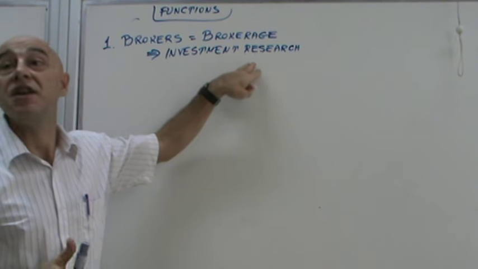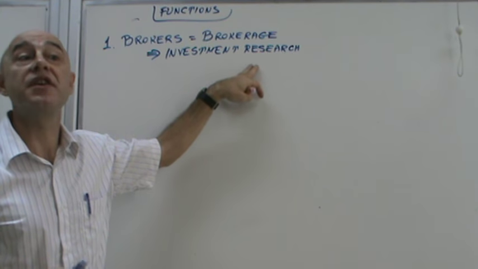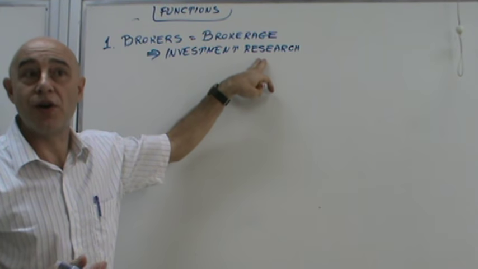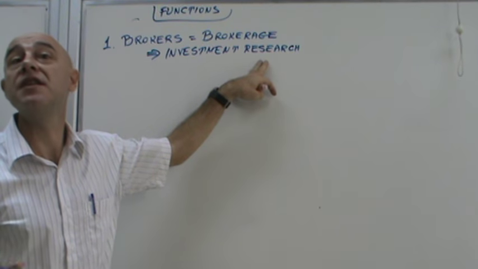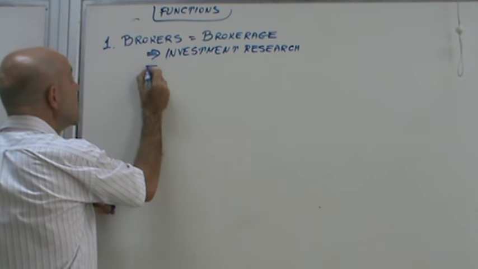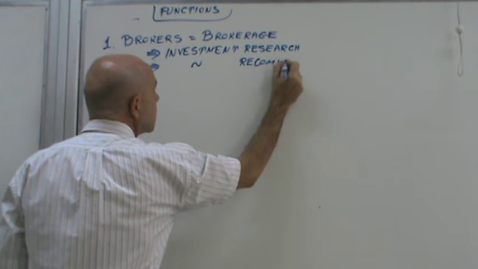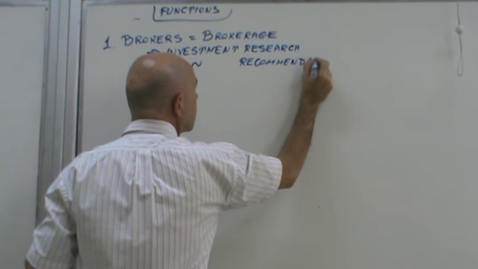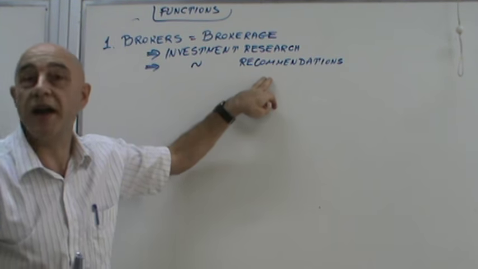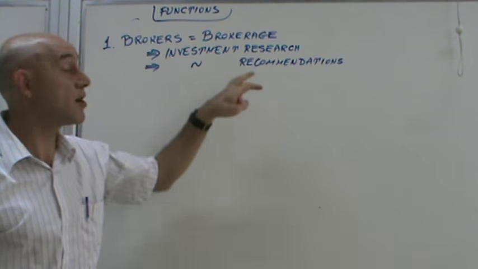Basically, again, they will specialize or have a professional who will be able to analyze different investments like stocks and will advise on what is a good investment, what is a bad investment. Based on their investment research, they will come as a result of the research with investment recommendations. That is, the financial institution will advise you to buy stock of Apple, stock of Facebook, okay, stock of whatever.